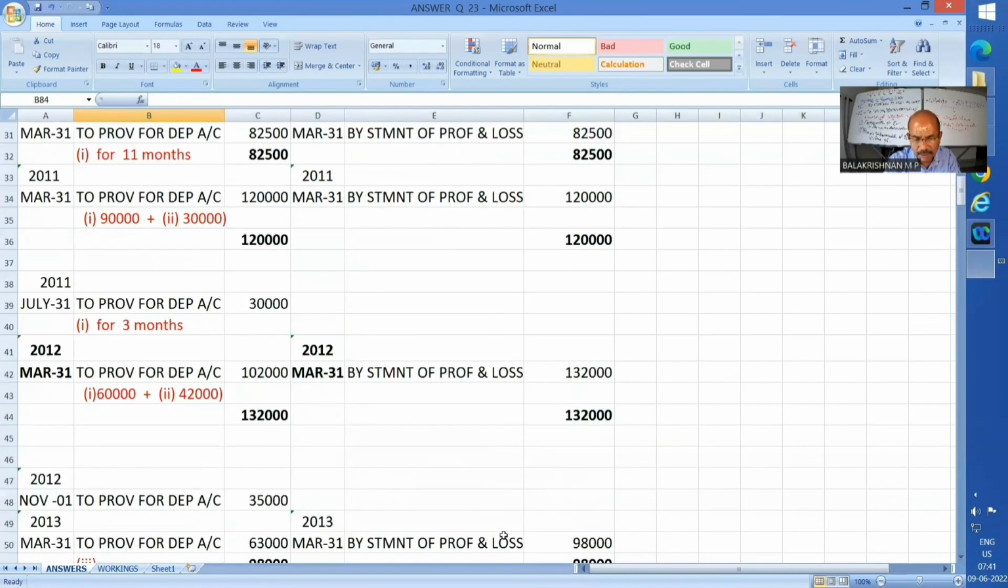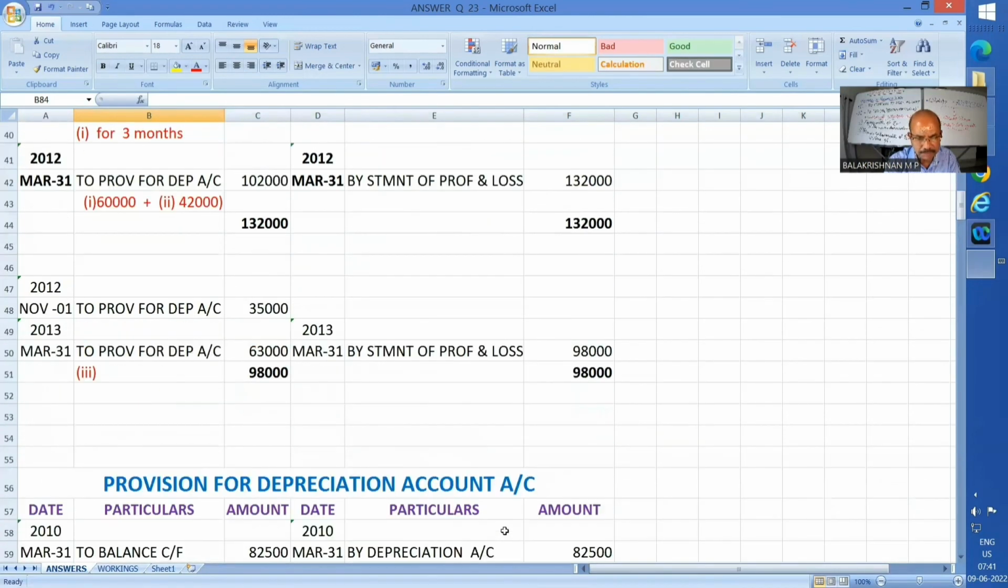And the depreciation account, well, total the heavier side 98,000. Put the total across and transfer the difference not to balance carry forward. It is a nominal account. Transfer to by statement of profit and loss account 98,000. Or in other words, two successive depreciation accounts of the financial year have been transferred to my statement of profit and loss account 98,000.